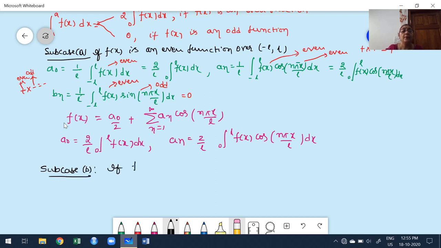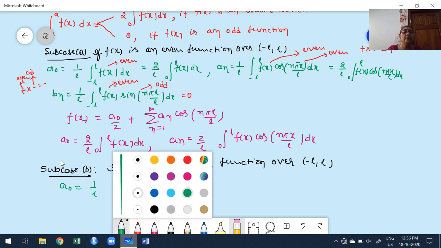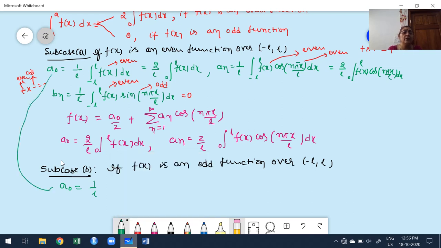If f of x is an odd function over minus L to plus L. Now here, first you take the original formula for a0, an and bn. What is the formula for a function over the interval minus L to L? The a0 formula is 1 by L, the same thing as we took just now. a0 is 1 by L, integral minus L to L, f of x dx.